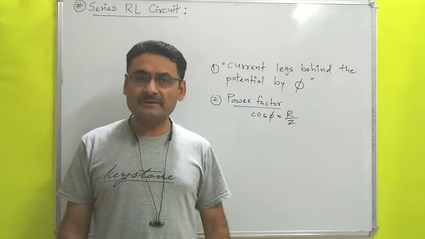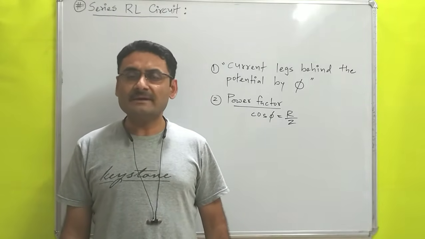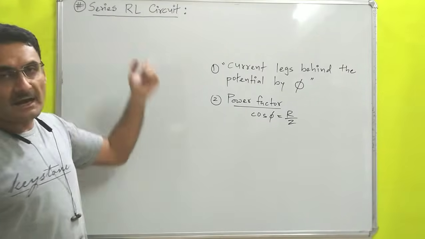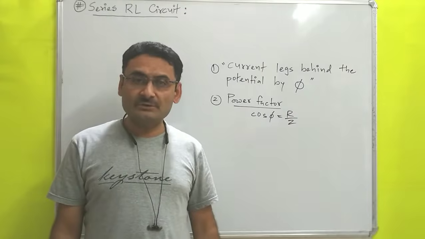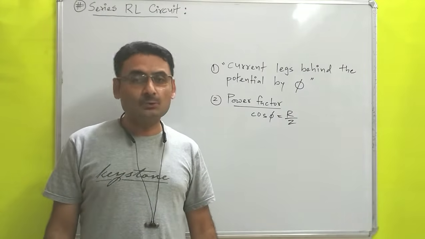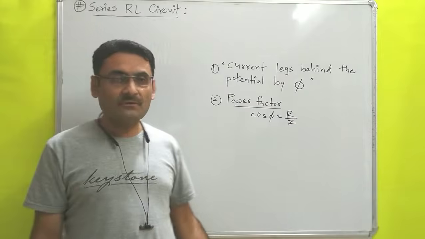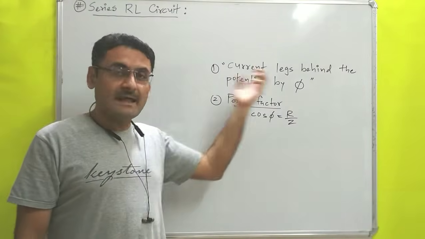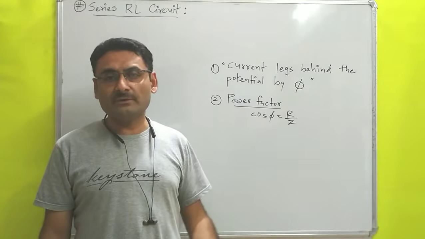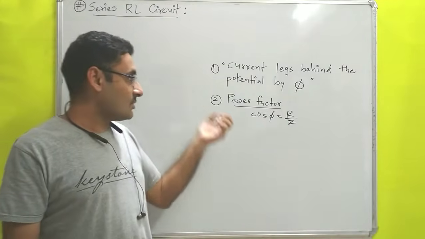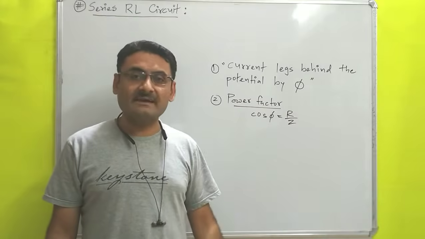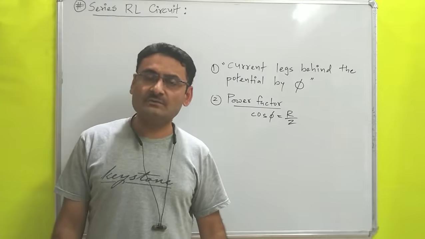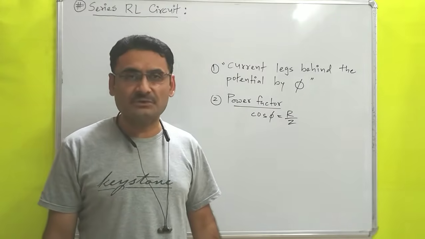Hello students, today we will study unit number 2, AC circuits, in which we will understand the series RL circuit. In this video we are going to understand the two most important points: first, in the case of a series RL circuit, why current lags behind the potential, or voltage, by phi, and second, how the value of power factor cos phi equals R by Z. I hope you are ready with your pen and paper. So without wasting much time, let us start this video.